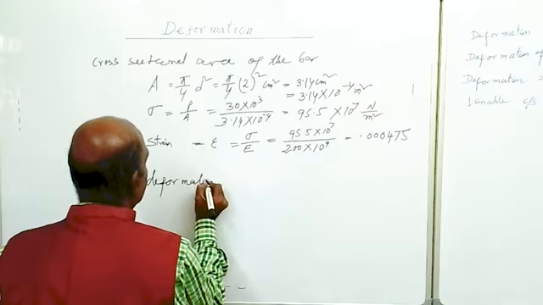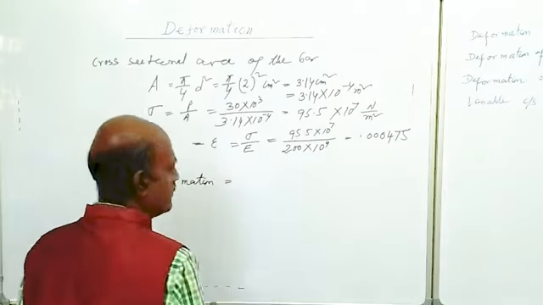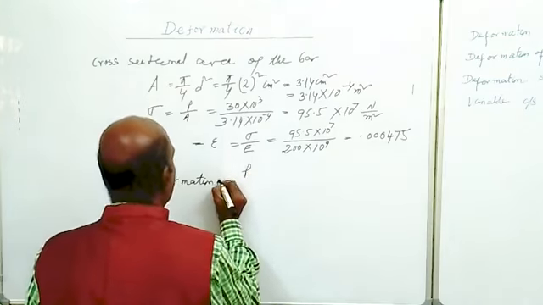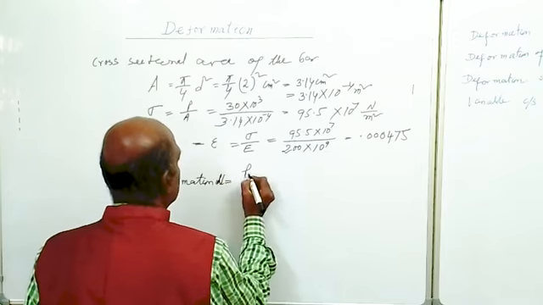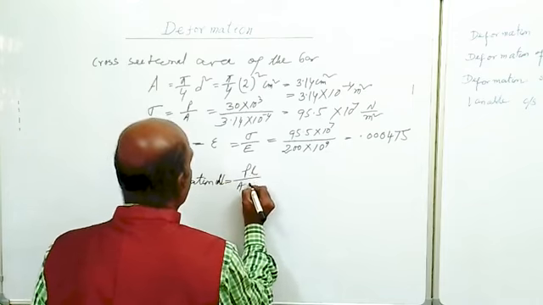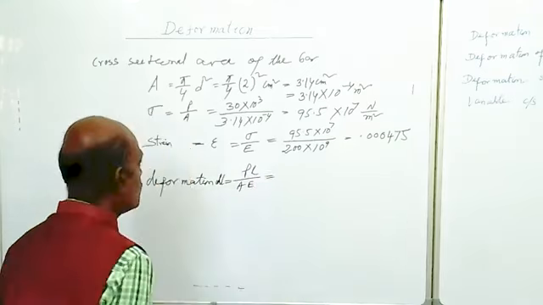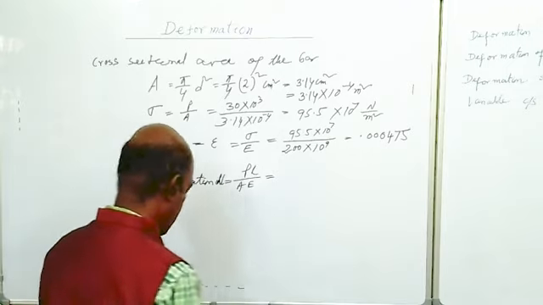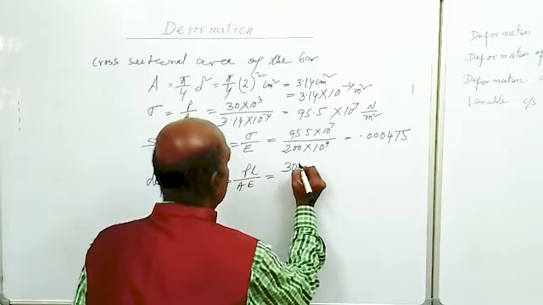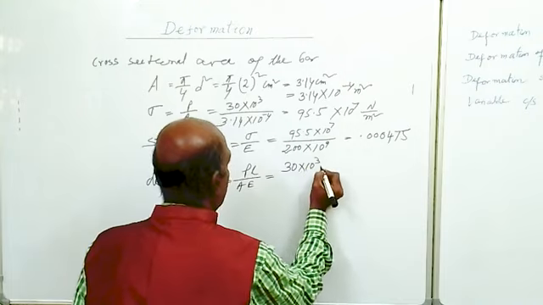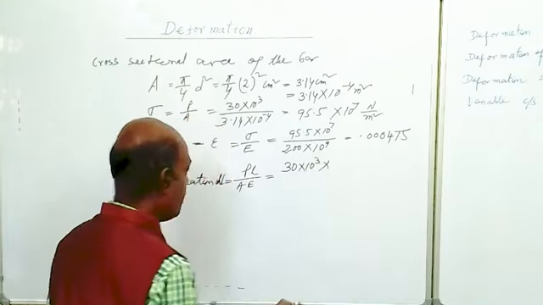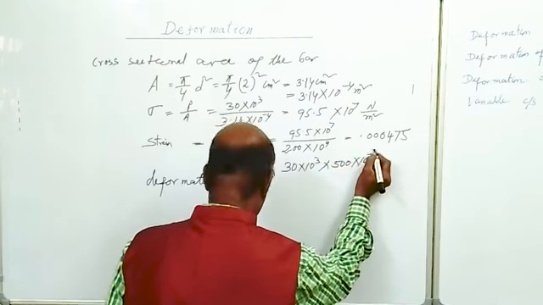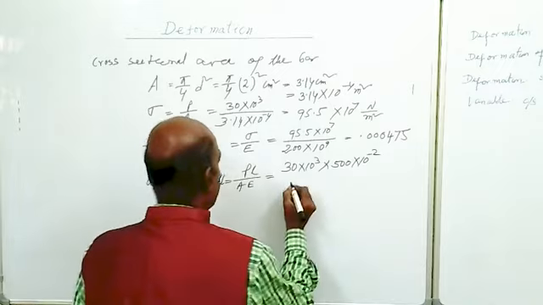Deformation is given by dl is equal to P into L by A into E. So we have got P, that is 30 kilonewton, 30 into 10 to the power 3. What is L? L was 500 centimeter, 500 into 10 to the power minus 2 meter, divided by A.